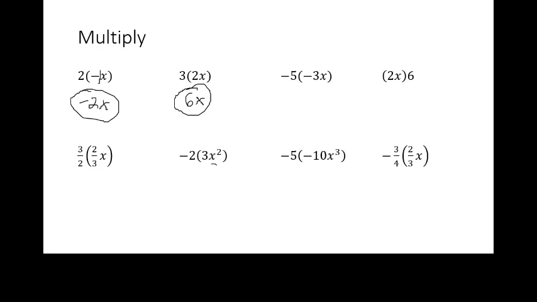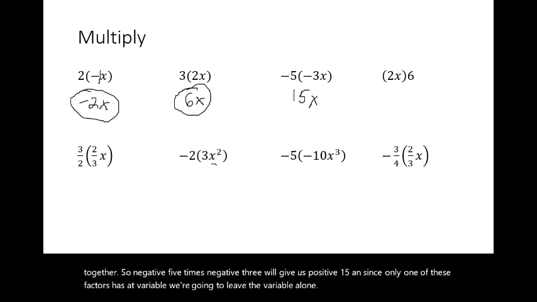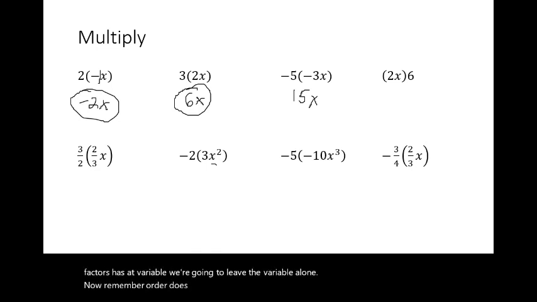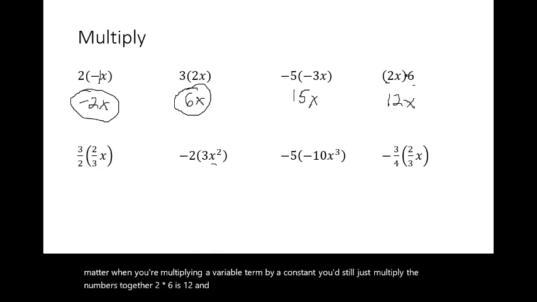All right, so taking a look at negative 5 times negative 3x. We're going to multiply the numbers together, so negative 5 times negative 3 will give us positive 15. And since only one of these factors has a variable, we're going to leave the variable alone. Now remember, order does not matter with multiplication. So 2x times 6 here, it doesn't really matter. When you're multiplying a variable term by a constant, you still just multiply the numbers together. 2 times 6 is 12, and you leave the variable alone. So it really doesn't matter what order the multiplication is in. The same rules for that multiplication still apply.